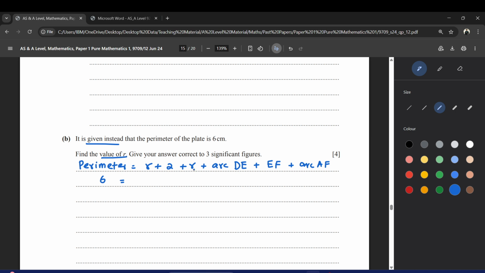So r plus r, that is 2r plus 2, plus arc DE would be r theta. Okay, so that means r times pi upon 3. Then we have plus EF. I'm just going to write this as it is for now. Plus arc AF, again this is going to be r times pi upon 3.